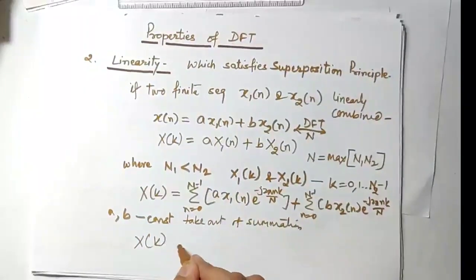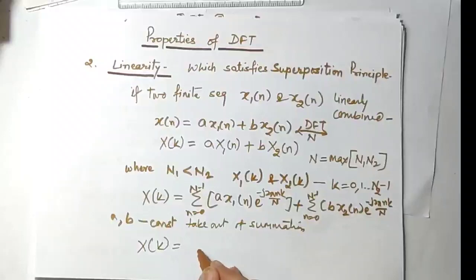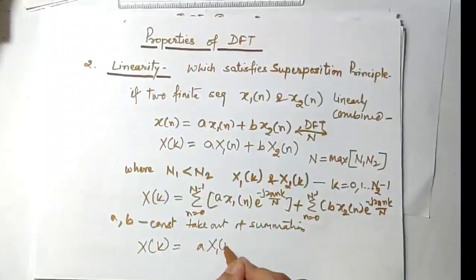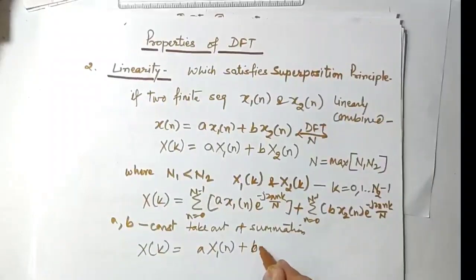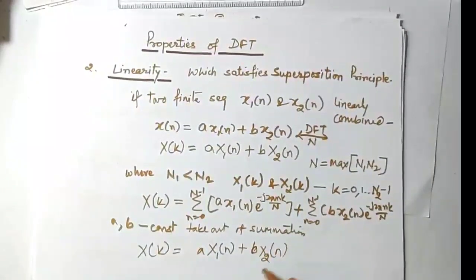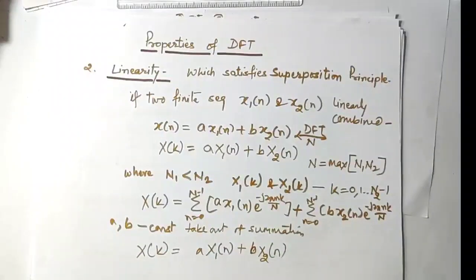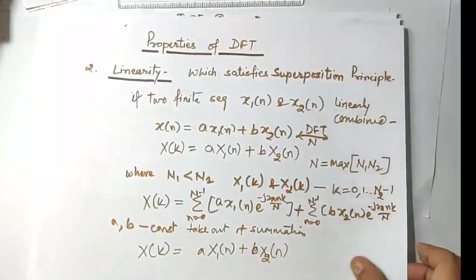So Xk will definitely be a X1n plus b X2n. This is the linearity property. Very simple.